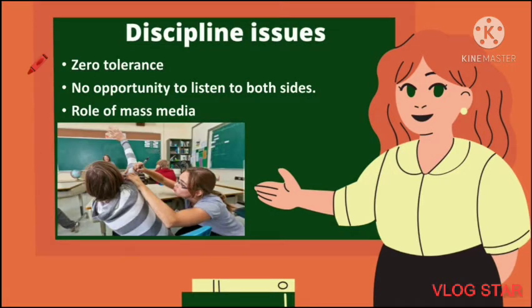Discipline issues. First, zero tolerance. Those school policies that mandate predetermined consequences or punishments for specific offenses have become a popular disciplinary choice. Next is no opportunity to listen to both sides. By hearing only one side of a story, a person may not get the whole picture of what had actually happened. And the last is the role of mass media. They inform, educate, and entertain people. They also influence the way people look at the world and make them change their views.